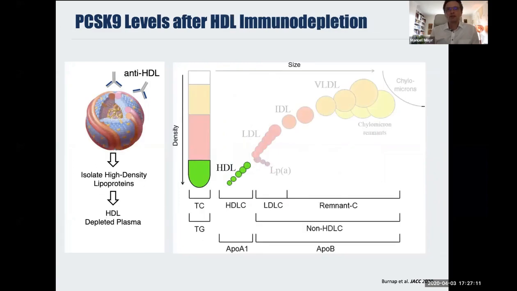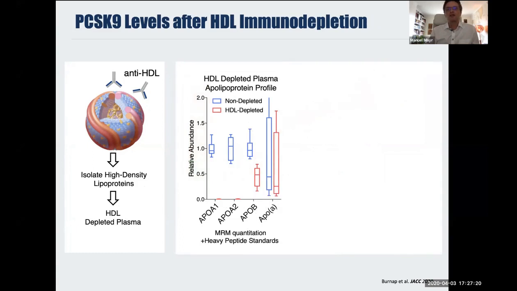Now in the next experiment, we did the opposite. This time we went for HDL immunodepletion, so we depleted all the HDL particles. And in this case, again, we confirmed by mass spectrometry that we got very successful depletion of HDL, as indicated by this loss of signal for ApoA1 and ApoA2. We get some removal of ApoB containing lipoproteins, but again, this is only in the order of 50%. So although it's not entirely specific, we have very successful depletion of HDL and some removal of ApoB containing lipoproteins.